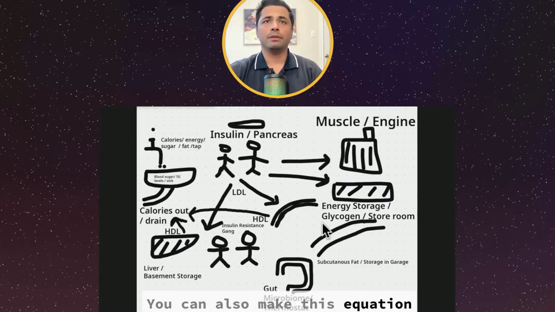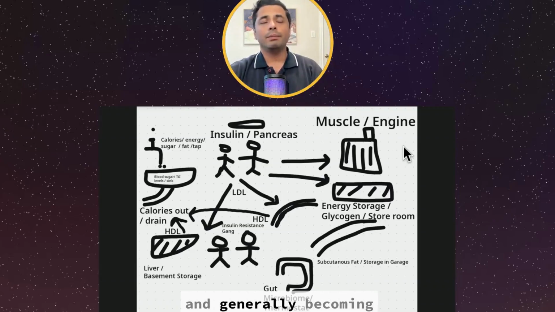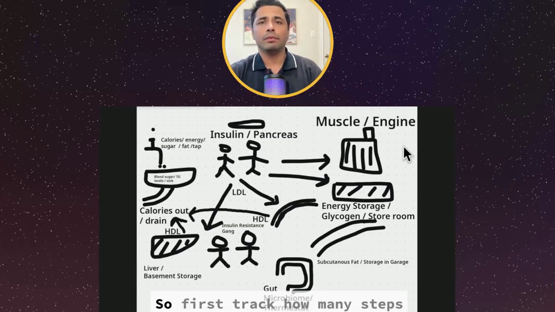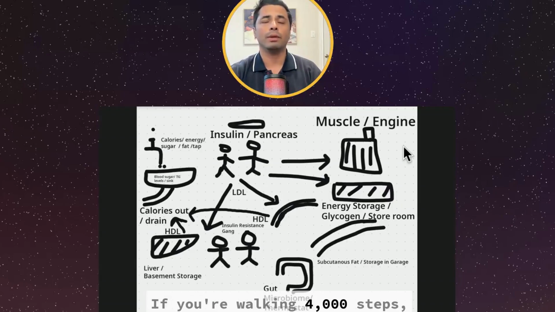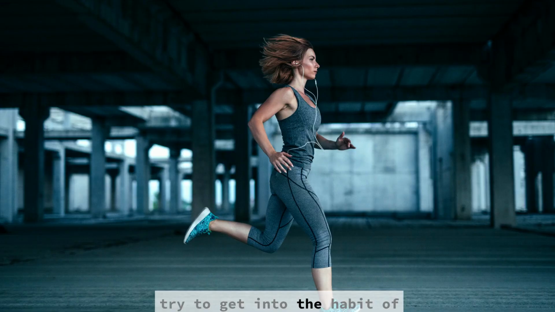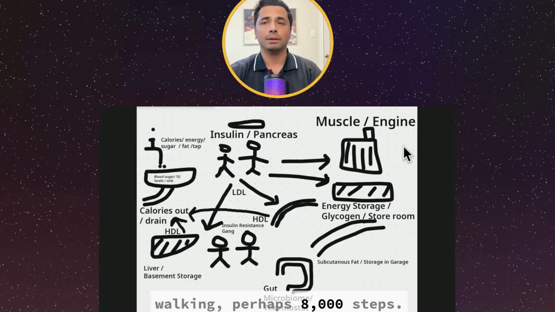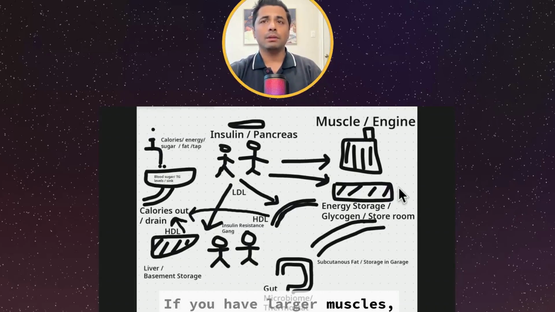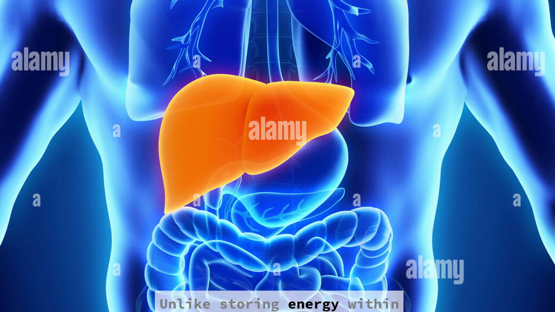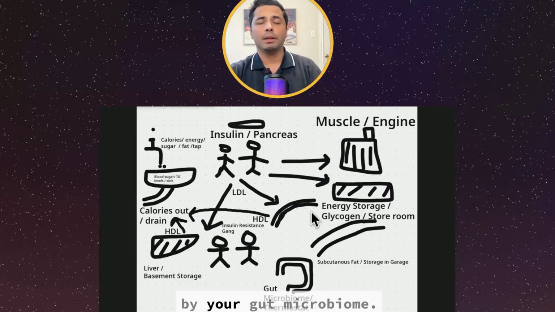You can also make this equation favorable by doing more exercise and generally becoming more active. So first track how many steps you're walking and perhaps double it. If you're walking 4,000 steps, try to get into the habit of walking perhaps 8,000 steps. Resistance training helps. If you have larger muscles, you'll have larger stores of glycogen, and that is a safe storage of energy, unlike storing energy within your liver and around your belly.